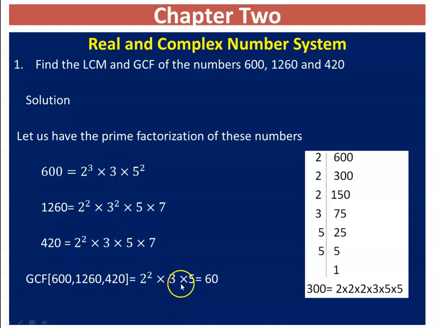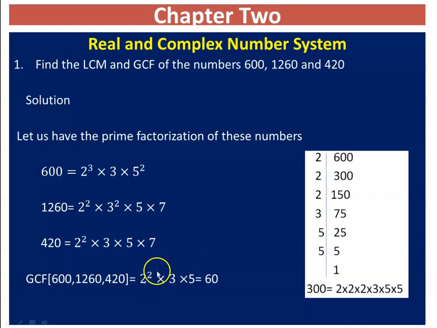So it's going to be 3, and coming here, look, we have 5 written 3 times as you see, and we do have exponents 1 and 2, so the smaller is 1, so we need to have 5 here. Look here, students, in 1260 and 420, 7 is available, but this number is not available in the case of 600, so this 7 is not a common prime factor for these three, so in the GCF it is discarded, it will never be taken into account.